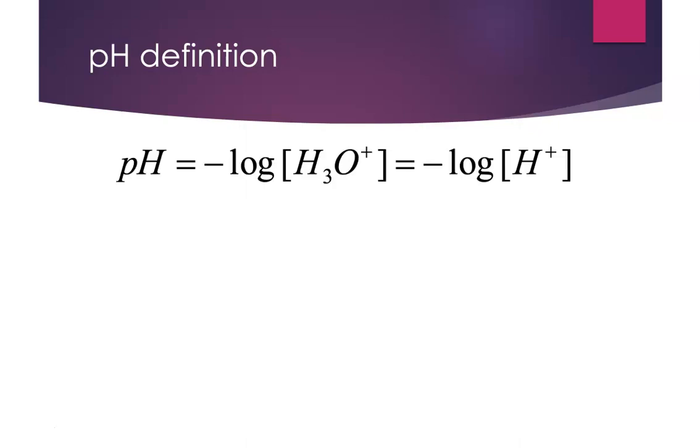So we go back to our pH definition. The pH is the negative log of the hydronium ion concentration. Now we want to be able to do this in the other direction. If I have a pH, I want to be able to calculate the hydronium ion concentration. So I do that with 10 to the negative pH.